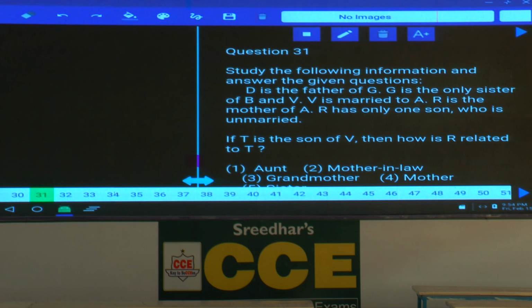Yes, question numbers please. Now 31 to 33, any doubts in this? Shall I explain this one, 31 to 33? Anyone please? Now question numbers 31 to 33.